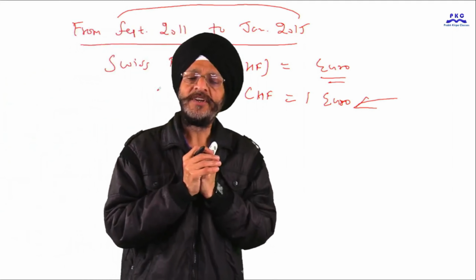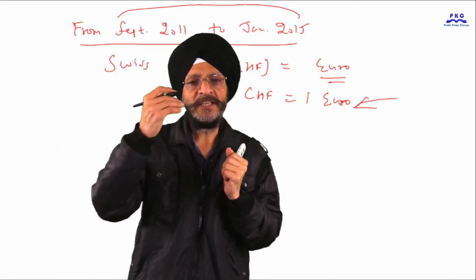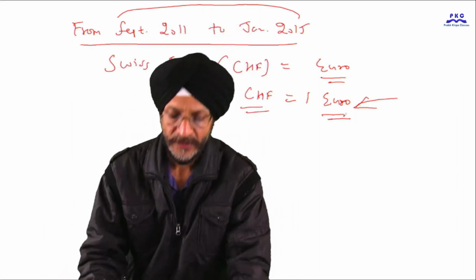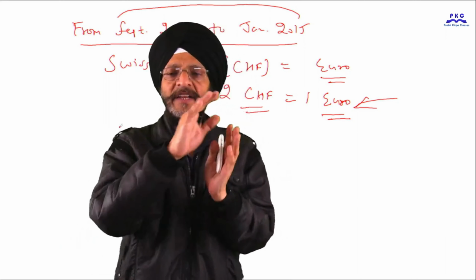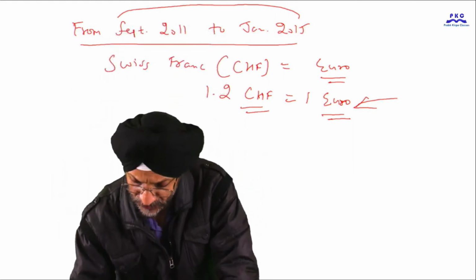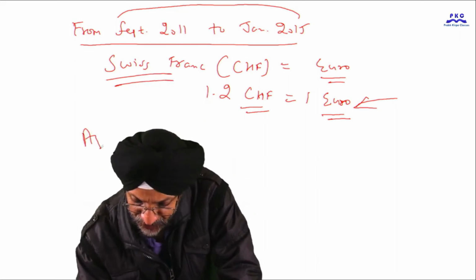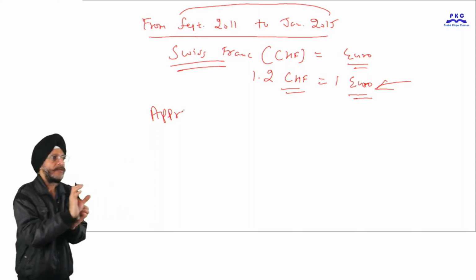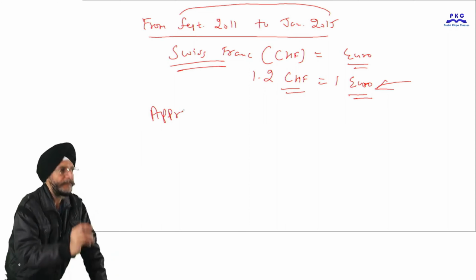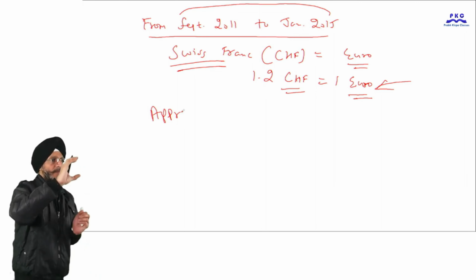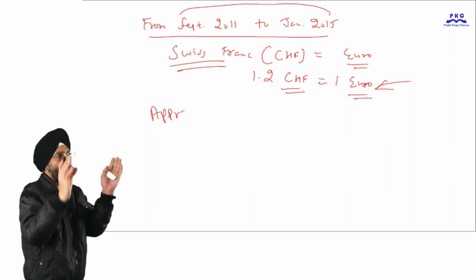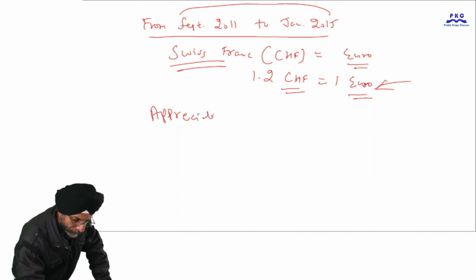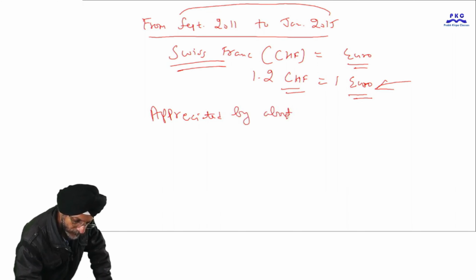But in January 2015, they abandoned the policy of maintaining the exchange rate between the Swiss franc and the euro. Due to this abandonment, the Swiss franc appreciated. The Swiss franc is the currency of Switzerland and Liechtenstein. Liechtenstein is also a small border nation between Austria and Switzerland. Both these countries have the same currency, the Swiss franc. So, due to abandoning the policy, the currency of Switzerland, the Swiss franc, appreciated by about 20%.